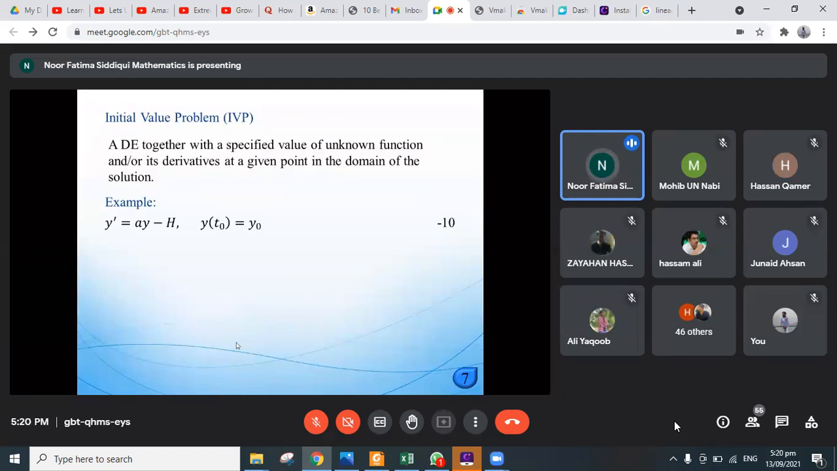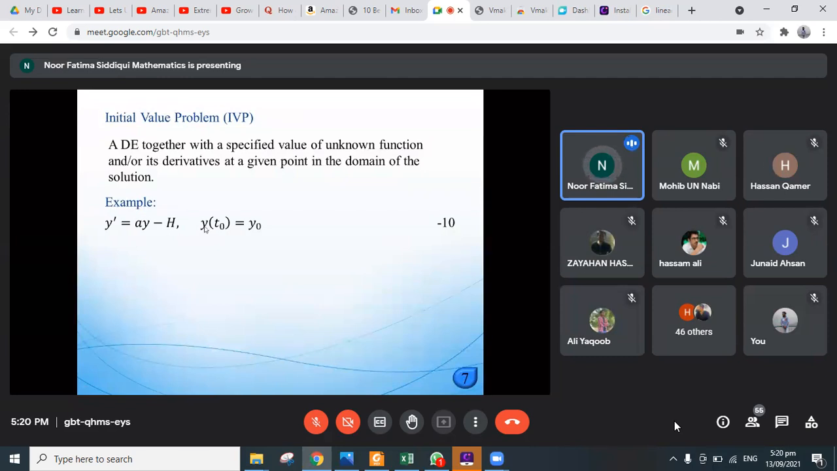Just like if you observe example number 10. We have a given differential equation, a first order ordinary differential equation, y prime is equal to a y minus h. Y is the dependent variable and x is independent, so a and h represent constants here. Instead of x, we have t as a variable here, so t is independent in this case, y is dependent, and all other symbols appearing here are termed constants. So a is a constant, h is a constant. It is a first order ODE. It is given that y prime is this, whereas some condition is also mentioned here.